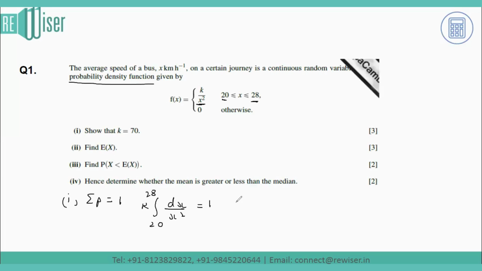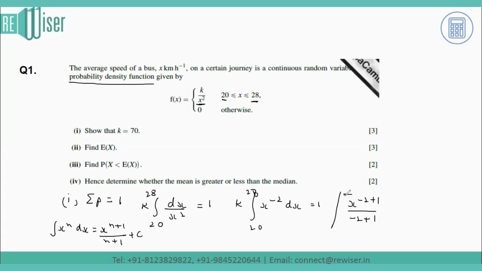So k outside, and that can be written as x to the power minus 2 dx, ranging from 20 to 28. Applying the power rule of integration, which states that the integral of x to the power n dx equals x to the power n plus 1 by n plus 1 plus the integral constant c, we'll apply the same here. So we get x to the power minus 2 plus 1 by minus 2 plus 1, ranging from 20 to 28, and that should be equal to 1.